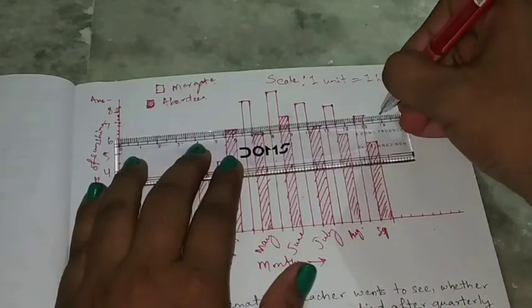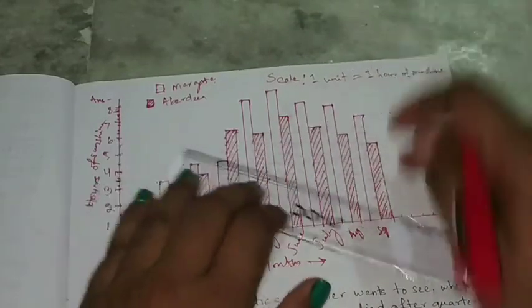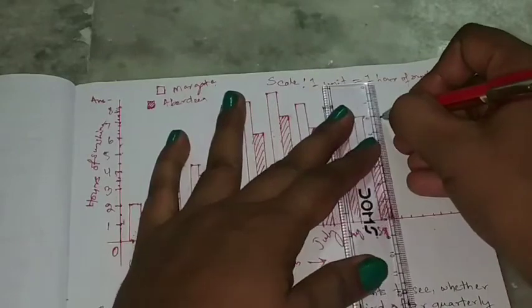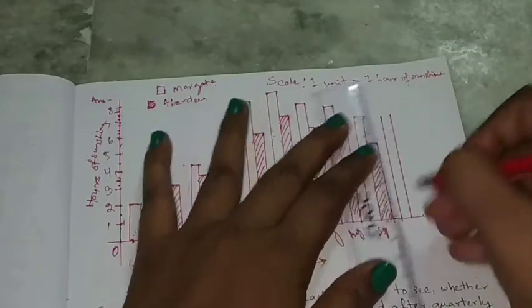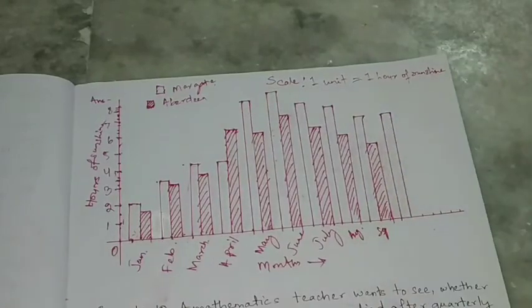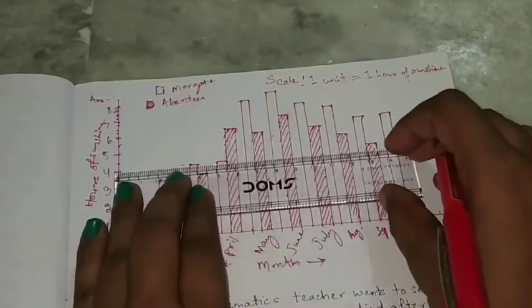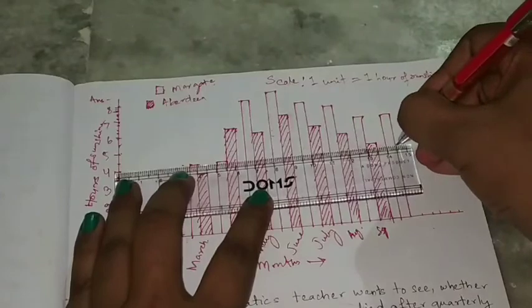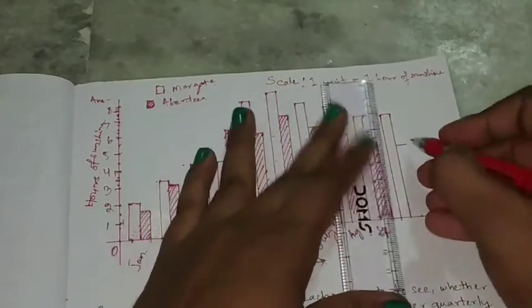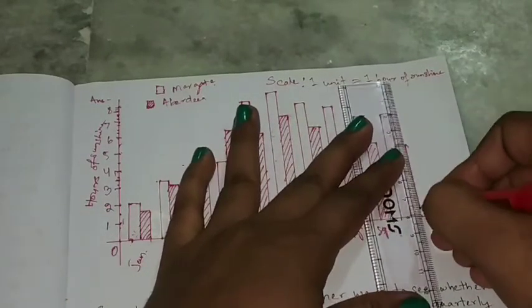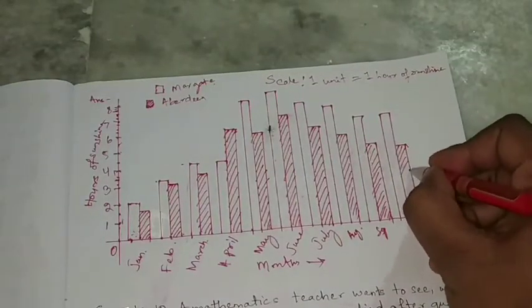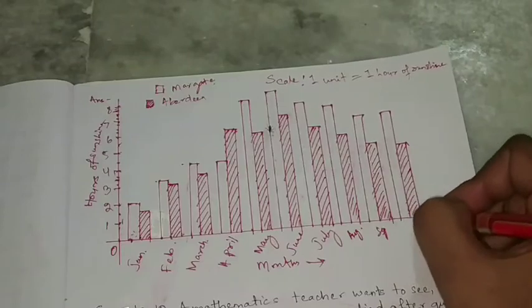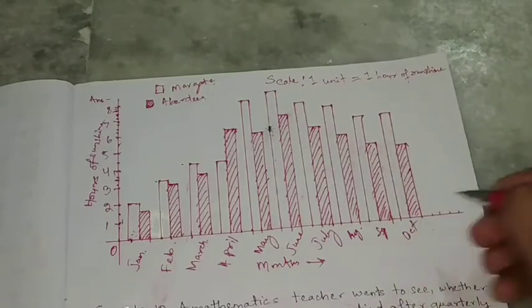Okay. Six hours, then 4 hours. Here it is 4. Just mark it, and this is 4 hour. And mark with slash. This is for October.